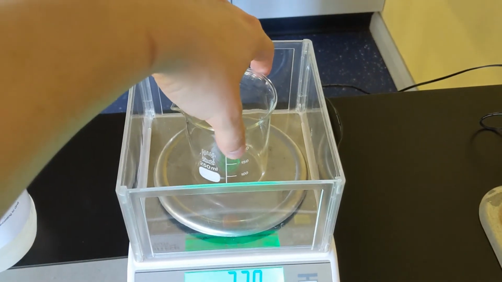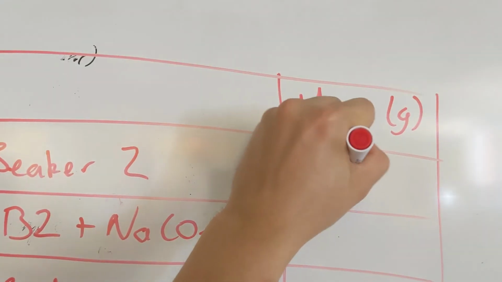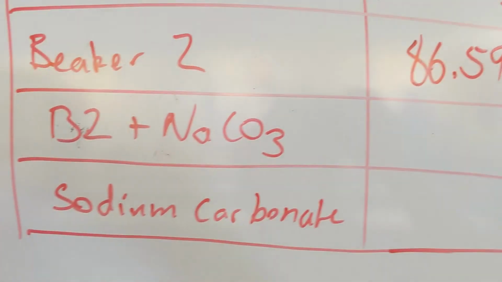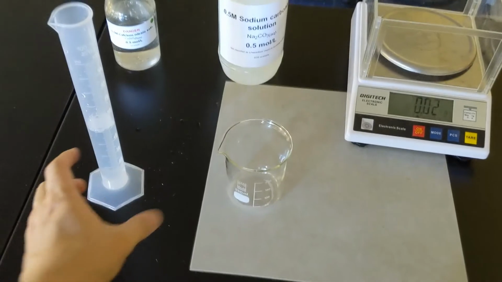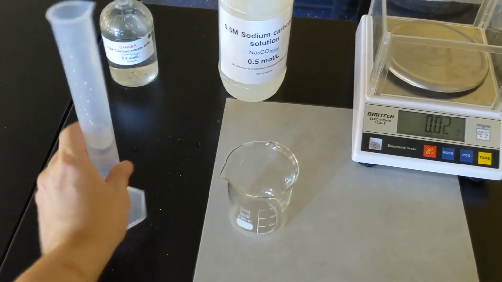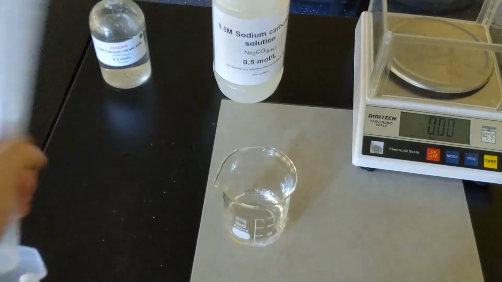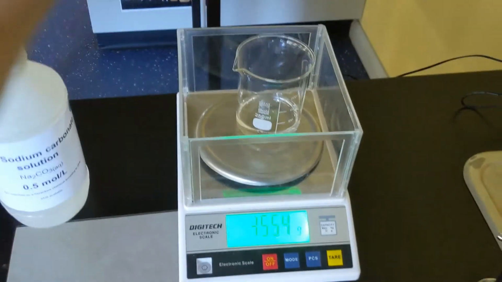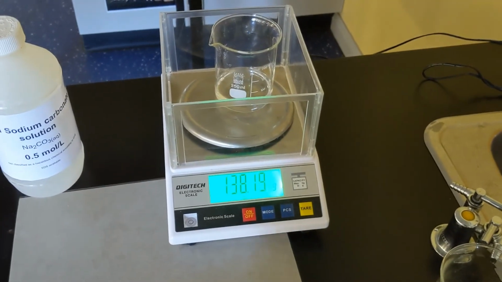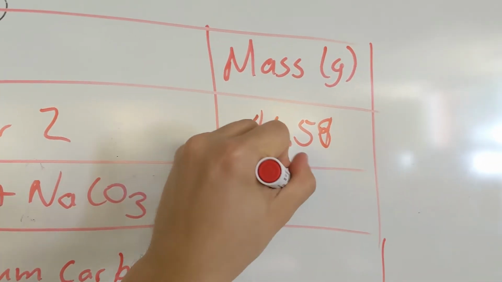Now what I'm going to be doing first, again, is taking the mass of the beaker. So that looks to be 86.59 grams. Then I'm going to put that into my table. Again, I've looked back and found that it's 5.8. We're then going to take our liquid, pour it into the beaker, and take the combined mass of the beaker and the liquid, the sodium carbonate. That is 138.18 grams. We're then going to go to the board, put that in our table.